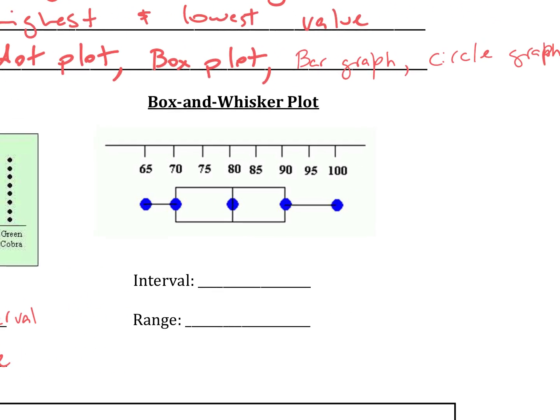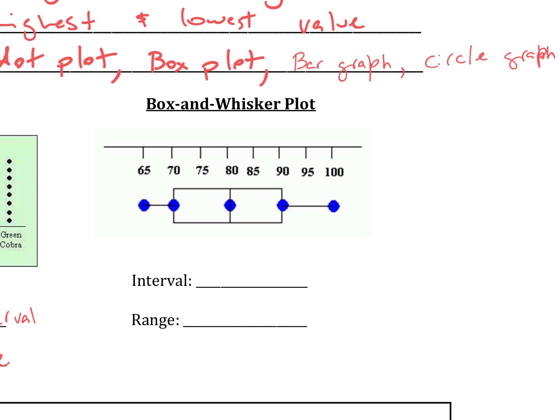Now the last example we have is a box and whisker plot. It doesn't have any context to it, it just has numbers. We can look here, we see the intervals are 5, and the range goes from 100 to 65. So when I subtract those, I get a range of 35. So the data ranges by 35.